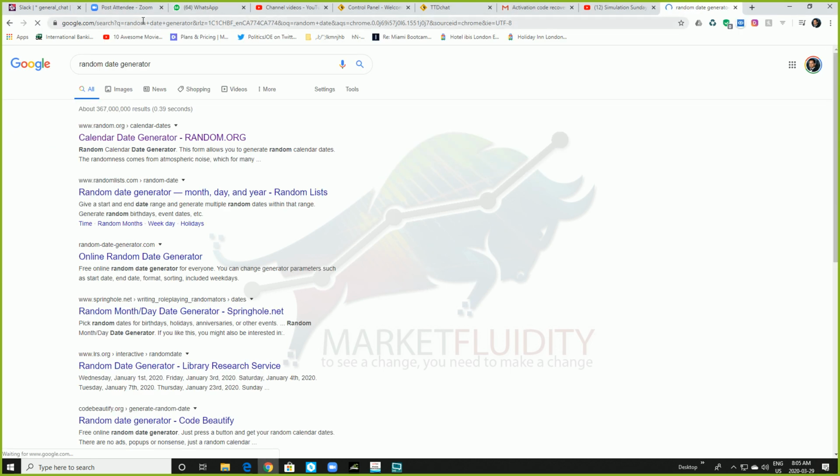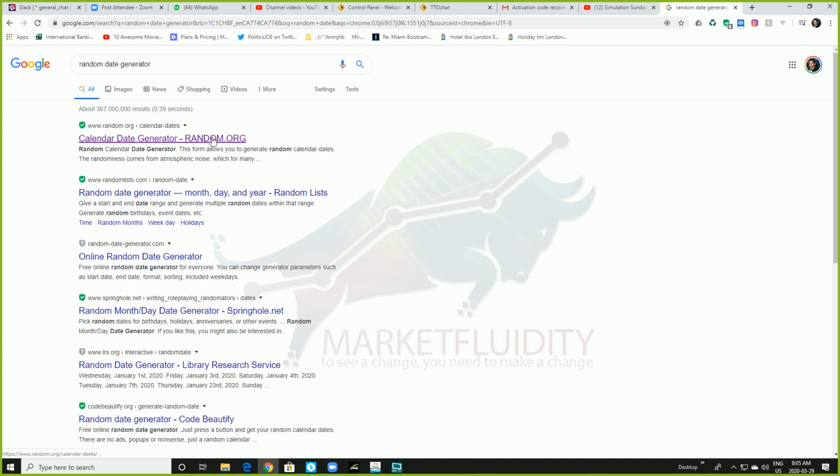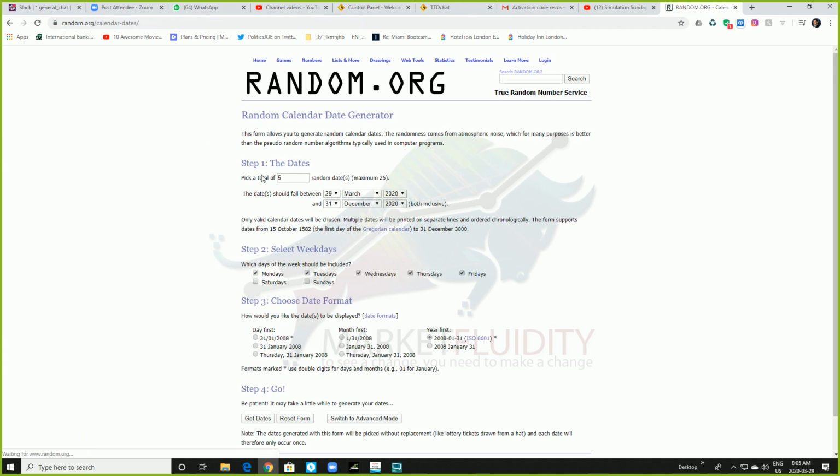Go to our random date generator, and we will generate a date between January 2019 till January 2020. We're going to start with Sundays only because we're going to start from the week start. So we're going to do this and then select our dates. Let's go for 10 dates so we have more choices.